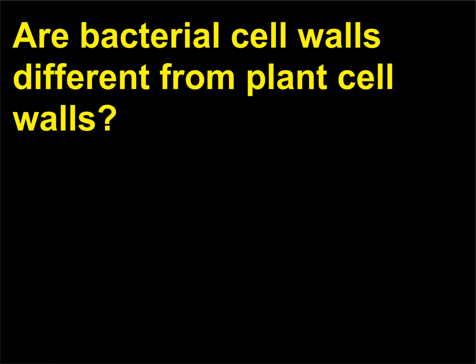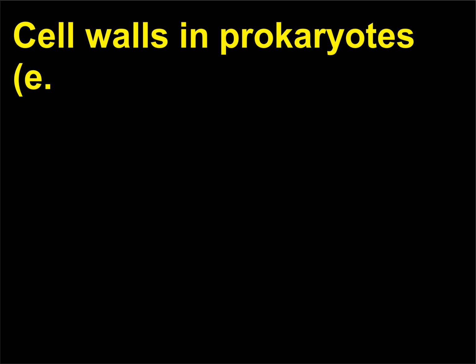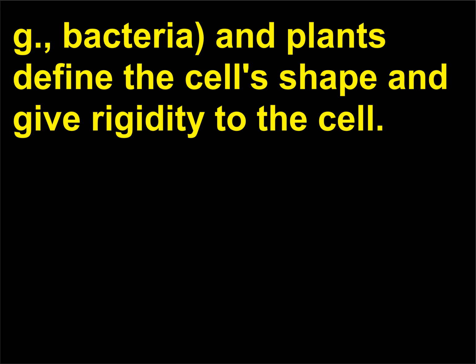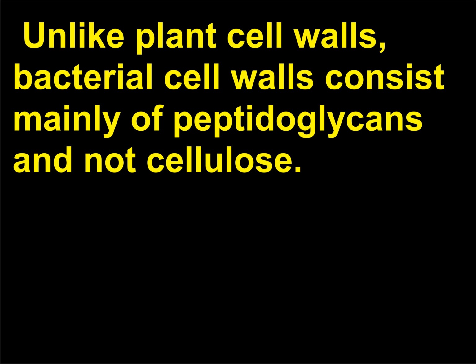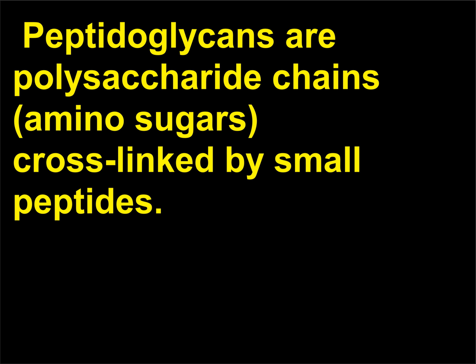Are bacterial cell walls different from plant cell walls? Cell walls in prokaryotes, e.g., bacteria, and plants define the cell's shape and give rigidity to the cell. Unlike plant cell walls, bacterial cell walls consist mainly of peptidoglycans and not cellulose. Peptidoglycans are polysaccharide chains, amino sugars, cross-linked by small peptides.